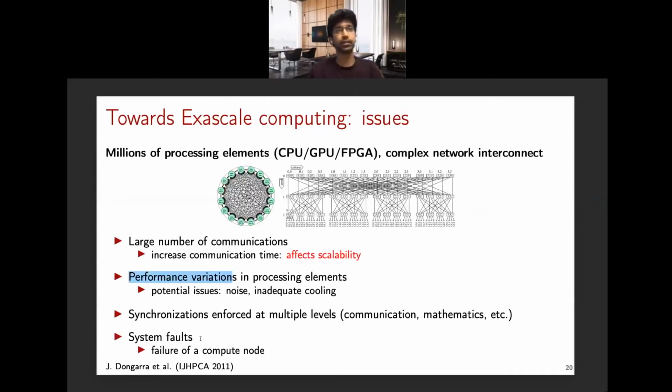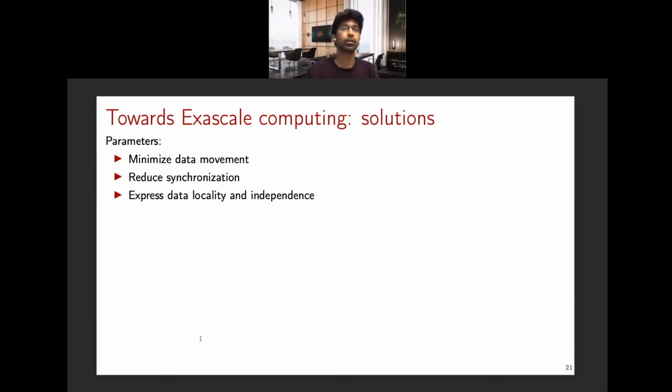So what are these? In this slide I have mentioned the issues, and now I'll talk about some of the solutions that are being worked on as we move towards exascale. So the parameters for the solution are these. We want to minimize the data movement. We want to reduce the amount of synchronization so that we can do more computing. And we also want to express data locality and independence.